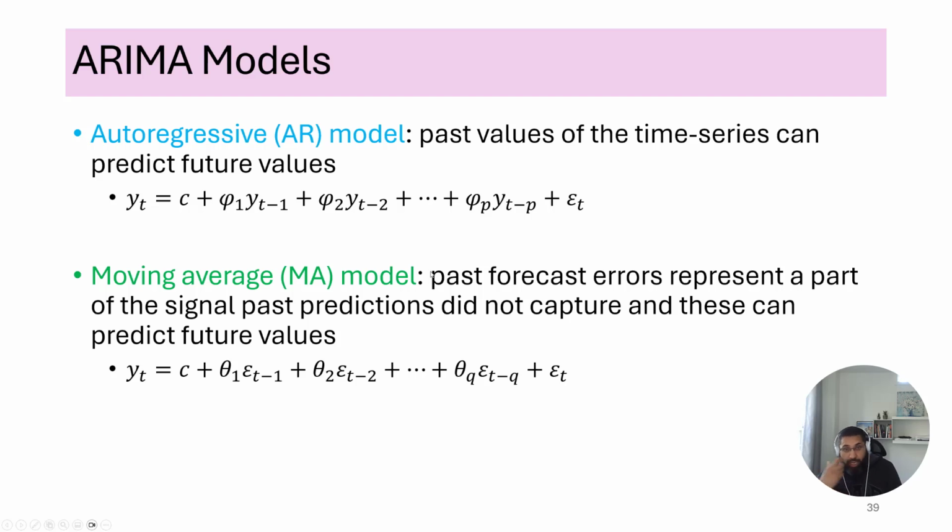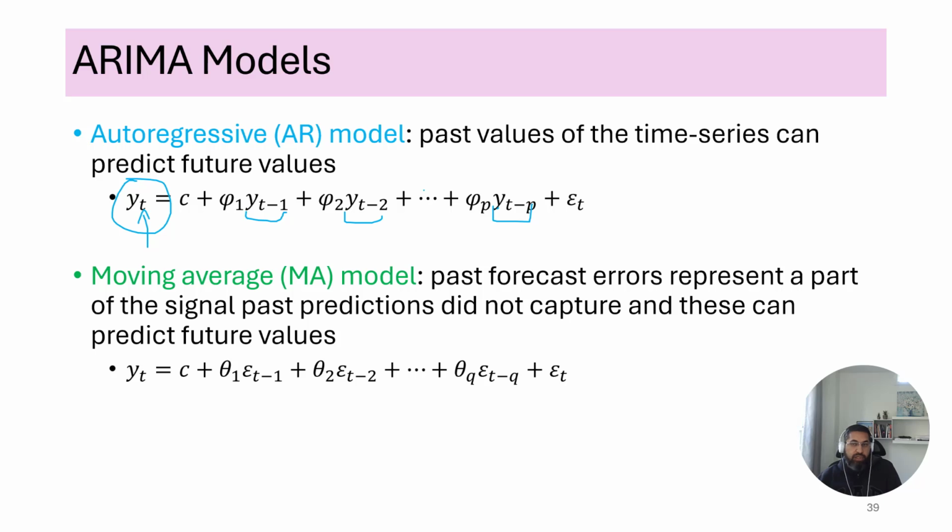Okay, so now let's get to our actual modeling. ARIMA models are a combination of models. First, we had autoregressive type of models, and these models have a very intuitive understanding. Past values of the time series can predict future values. If you look at this equation, it just looks like a regression equation. You are predicting Yt using the past values of the same variable, so past values of the time series.